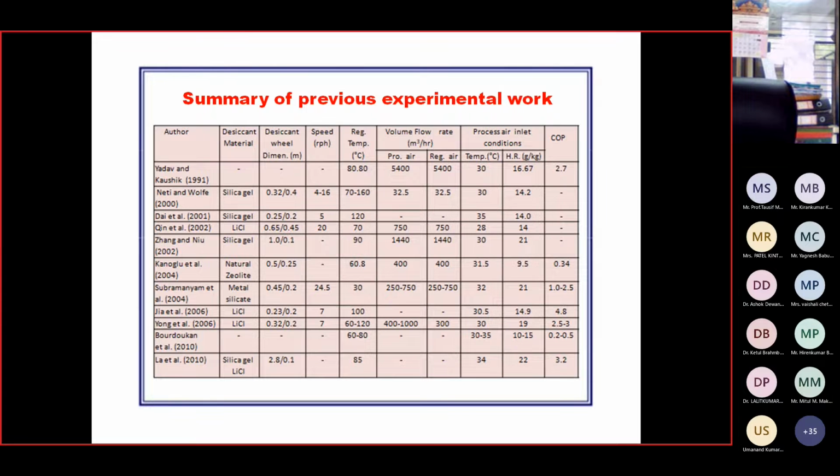This is the summary of previous literature work done by different researchers across the globe, in terms of desiccant materials, dimensions of the dehumidifier used, various speeds at which the operation took place, reactivation temperatures decided by the different researchers, how much volume flow for the process and reactivation, and process inlet conditions and achievable outlet in terms of COP.